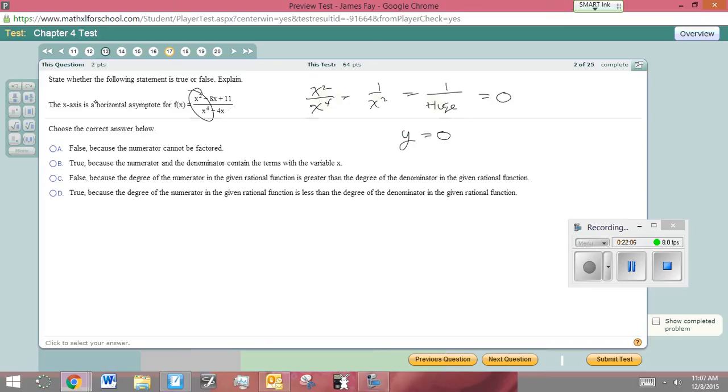Is that the same thing as the x-axis? In this case, it is. So we would say true because the numerator and the denominator contain terms with the variable x. True because the degree of the numerator in the given rational function is less than the degree of the denominator in the given rational function. So it's option D. That's our answer.